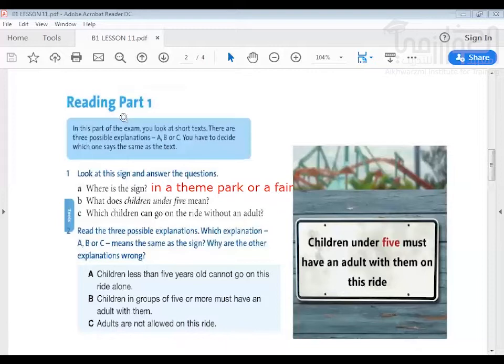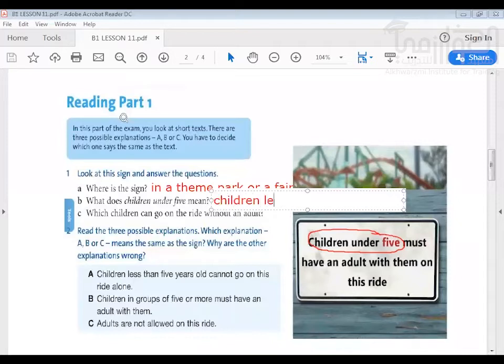And then what does children under 5 mean? When we say children under 5, what does it mean? Yes, it means children less than 5 years. It means children less than 5 years.